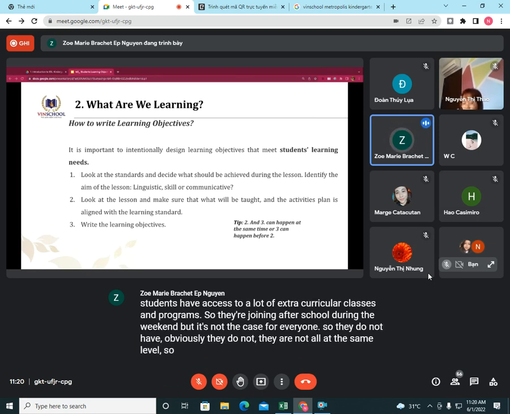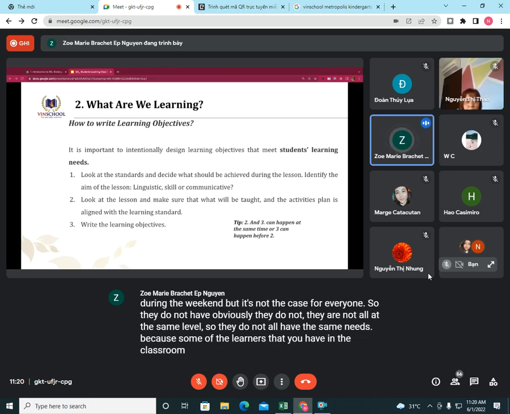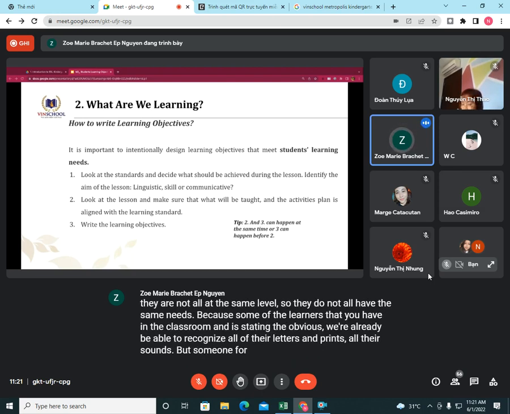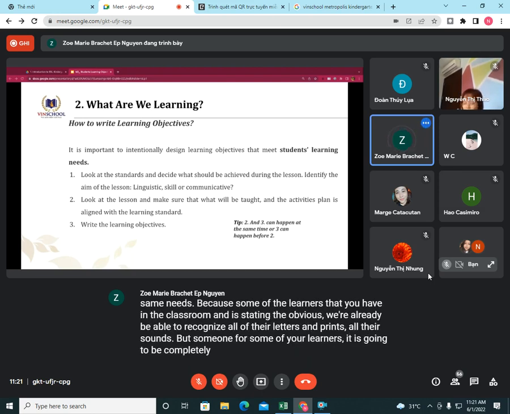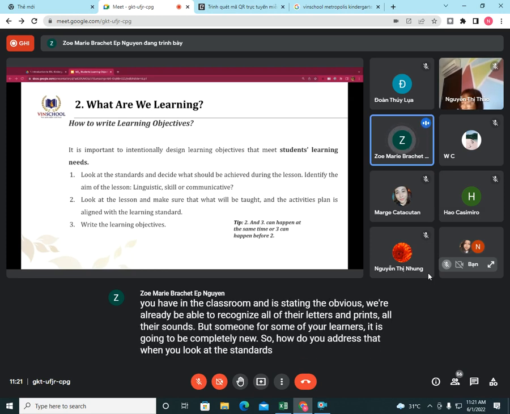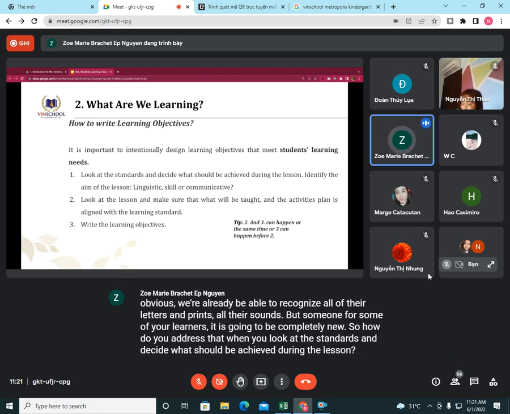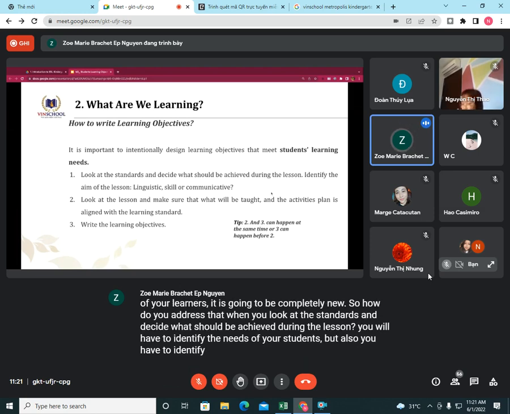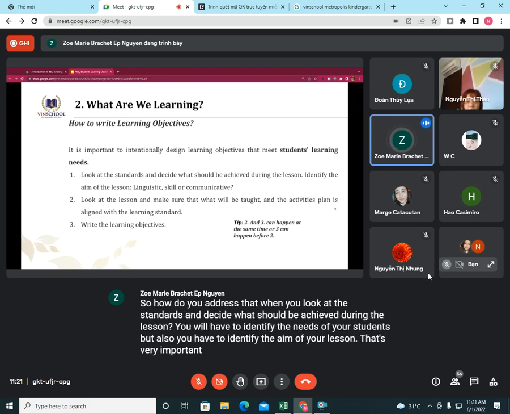So they do not all have the same needs, because some of the learners that you have in the classroom, stating the obvious, will already be able to recognize all of their letters and pronounce all of their sounds. But for some of your learners, it is going to be completely new. So how do you address that? When you look at the standards and decide what should be achieved during the lesson, you will have to identify the needs of your students, but also you have to identify the aim of your lesson. That's very important to get started there.